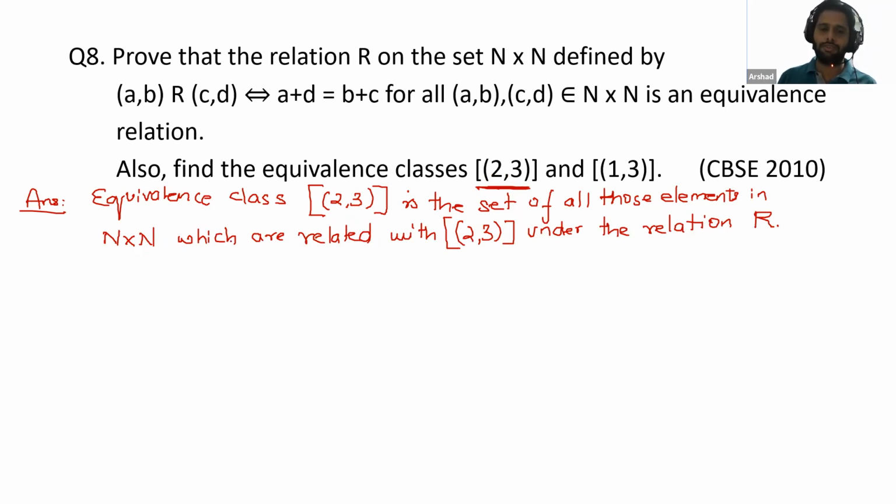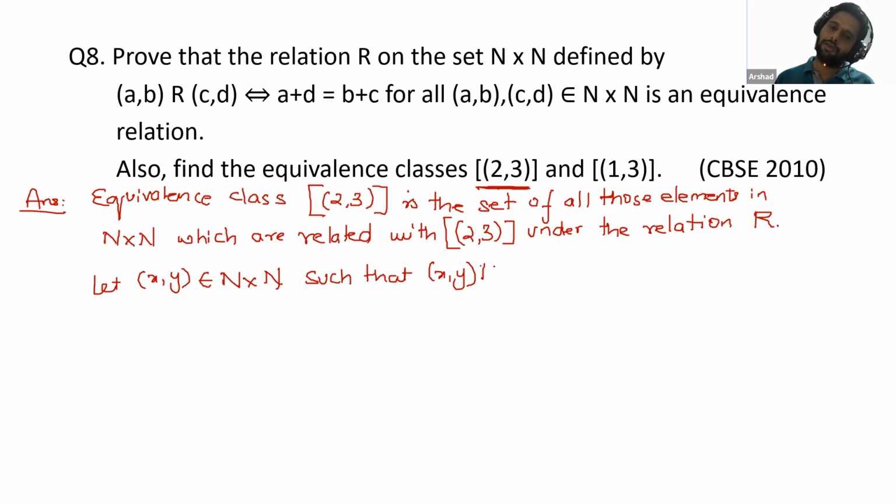Okay, so in such a case, just follow this method. First of all, assume a value. Let x comma y belong to your given set. Here the given set is N cross N, such that x comma y is related with 2 comma 3. Just write like this. So you need the value x comma y, and this x comma y is related with 2 comma 3.